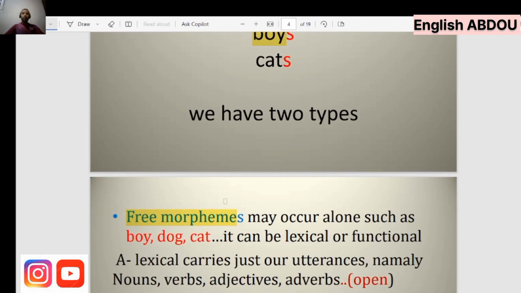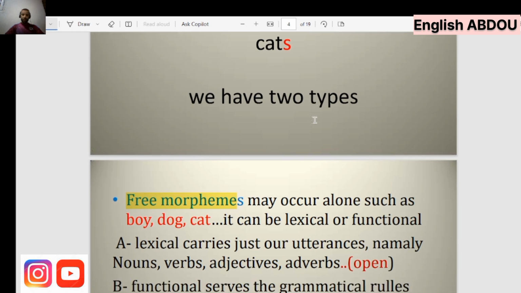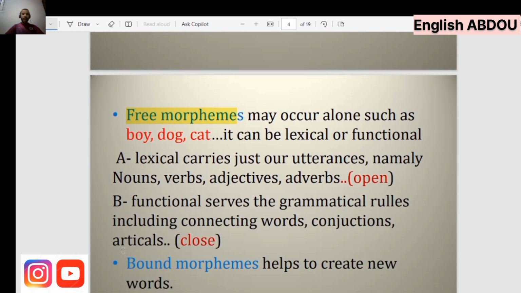And we have two types of morphemes. We have free morphemes and bound morphemes. So a free morpheme might occur alone. In other words, it doesn't depend on any morpheme in order to convey meaning, such as boy, dog, cat. So these nouns convey the meaning without depending on other morphemes.